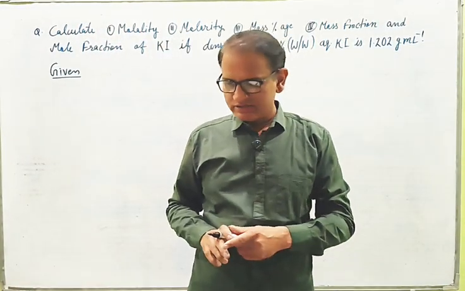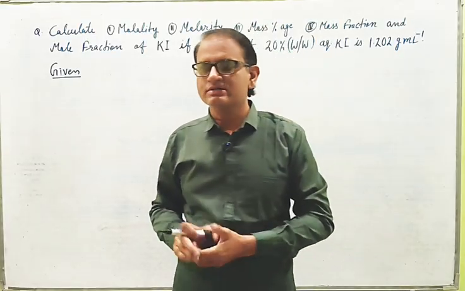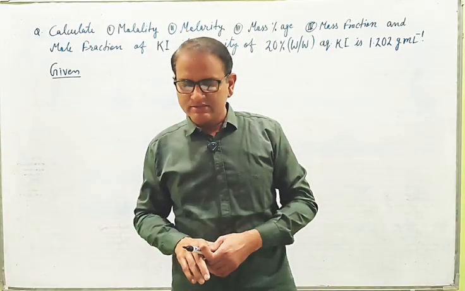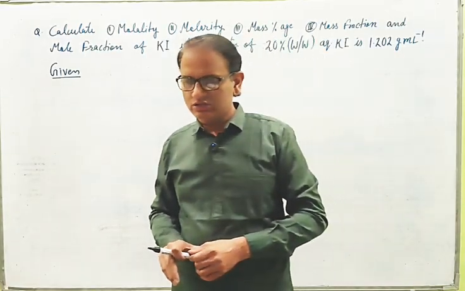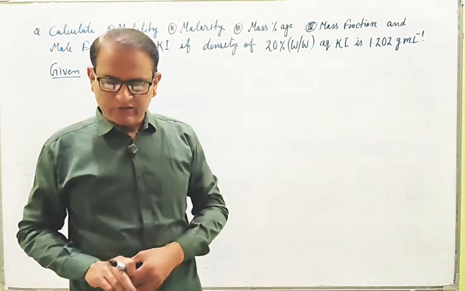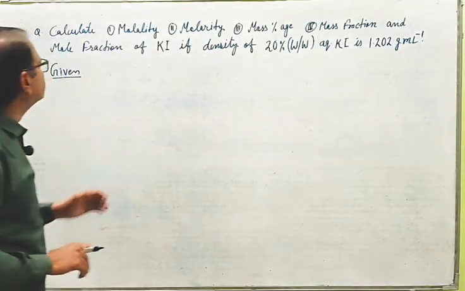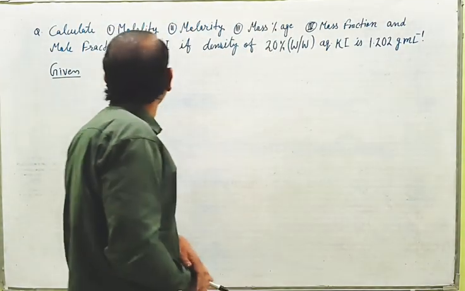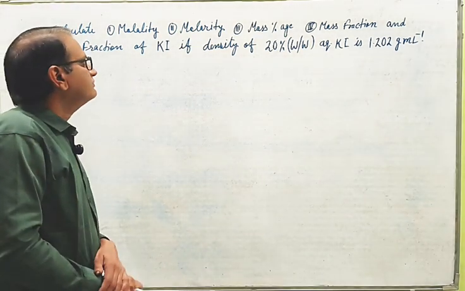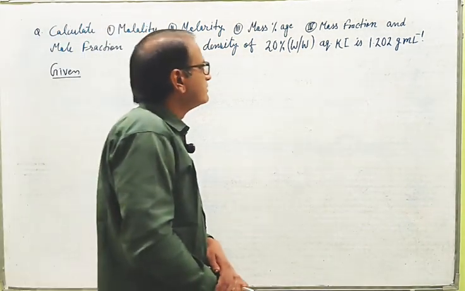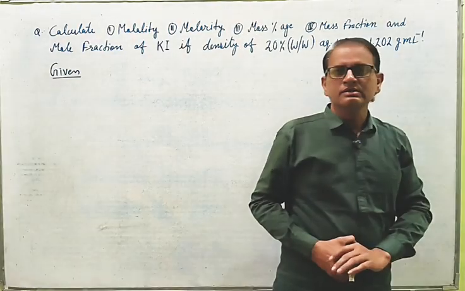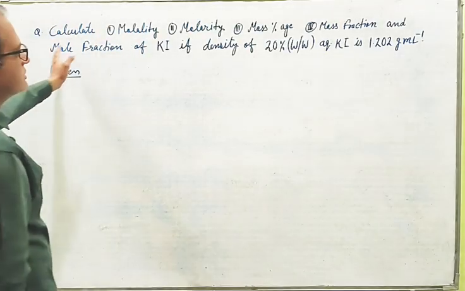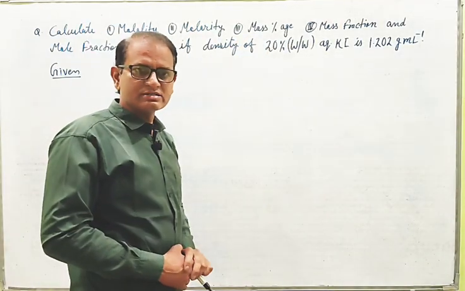So what we discussed in the previous video is concentration and concentration terms. Today let us take some numericals which may be asked on the concentration terms. The numerical is: calculate molarity, mass percentage, mass fraction and mole fraction of KI if the density of 20% W by W aqueous KI is 1.202 gram per ml. So this is the numerical, and almost all the concentration terms have been asked.